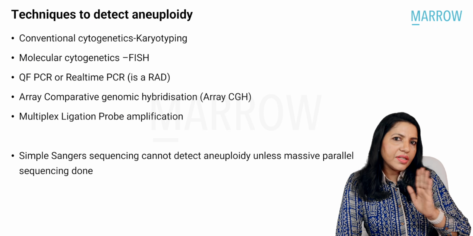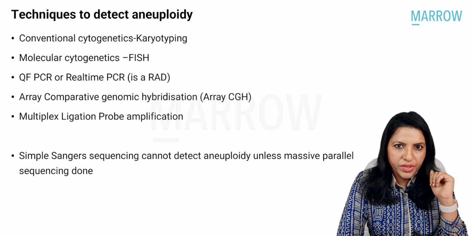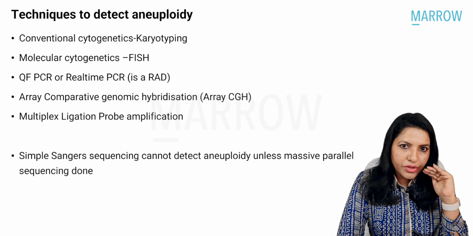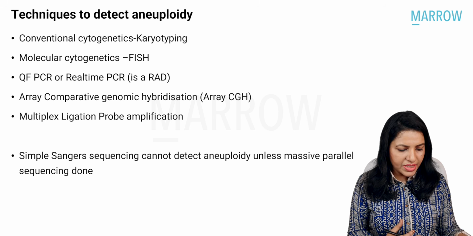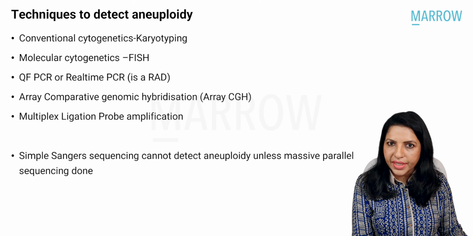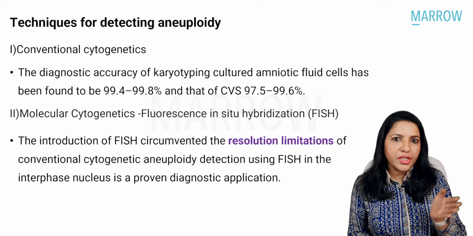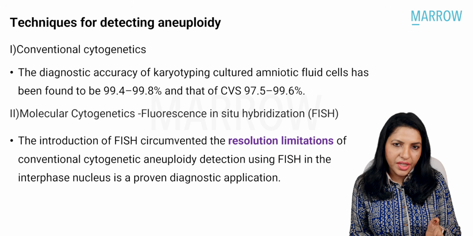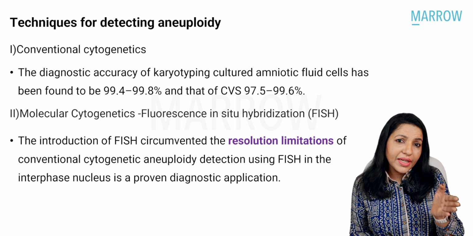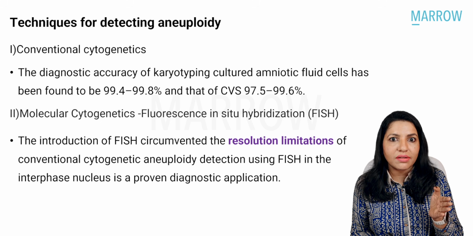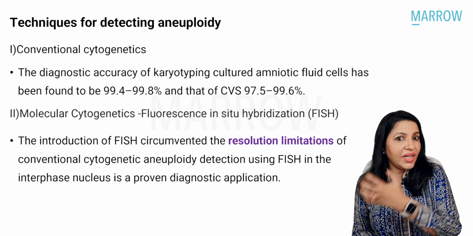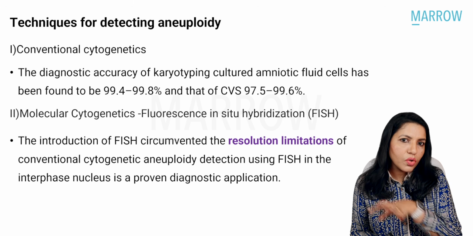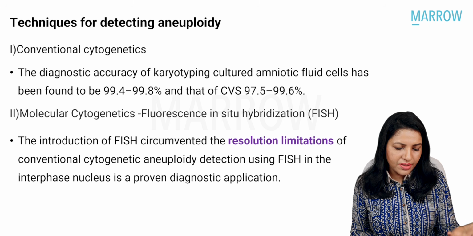Okay, so which are the techniques to detect aneuploidy? The techniques to detect aneuploidy start from the conventional technique onwards. I will come to this slide later. This is actually from a Wiley Online journal, where they have correctly navigated the various techniques of aneuploidy detection from the conventional method to the latest method. So I'll just go through that and then I'll come to the answer.